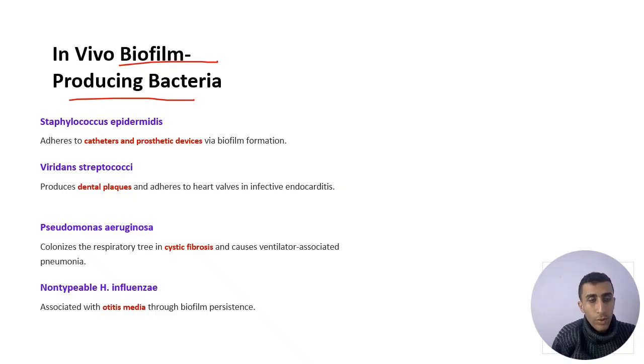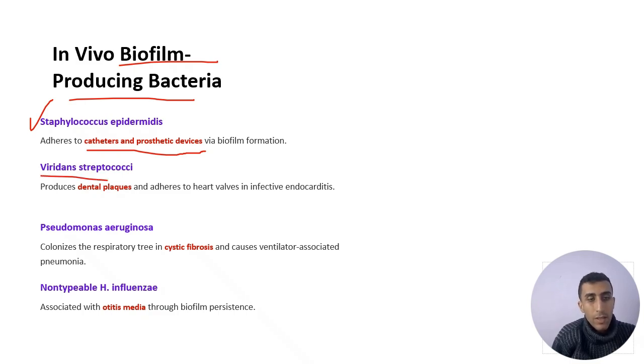So we are going to discuss these bacteria. First is Staph epidermidis. This bacteria adheres to catheters and prosthetic devices via biofilm formation. So this is the Staph epidermidis, and the biofilm is a virulence factor for it, helping the bacteria adhere to catheters and prosthetic devices.